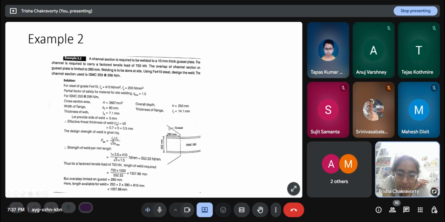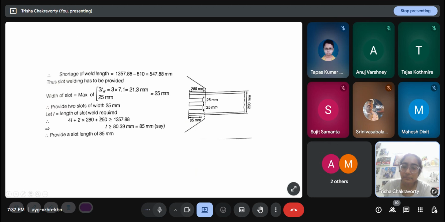So this is the gusset plate. The maximum welding length I can provide is 250 plus 280 plus 280. You can see that this is the maximum length of the weld I can provide. So this is 810. This is not enough. I need 1300 millimeters of welding length, but I only have 810. So what I have to do, I have to increase the size of the weld and check again.